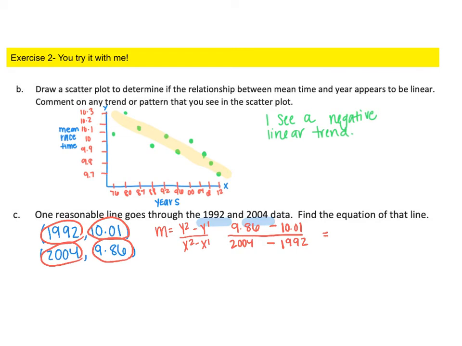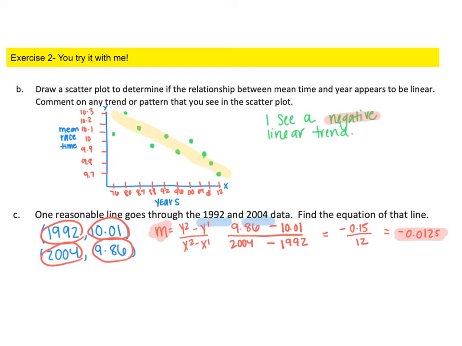All right, for the top number, you should have got negative 0.15. And for the bottom, 2004 take away 1992 is 12. Okay? When we reduce that, we're going to do negative 0.15 divided by 12. And what this comes out to is negative 0.0125 for our m value. So we now know that our slope is negative 0.0125, and we already identified that our slope was negative, so it does match.